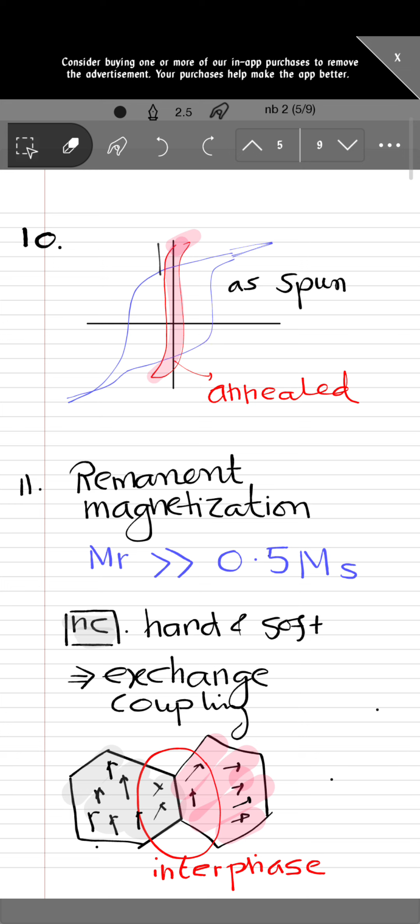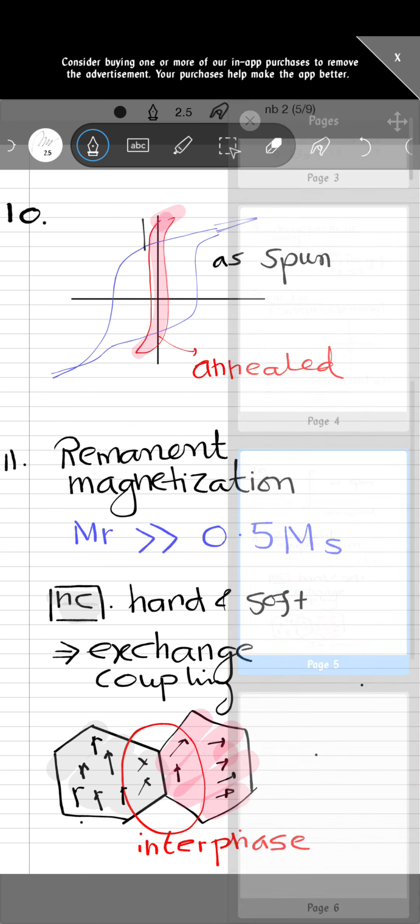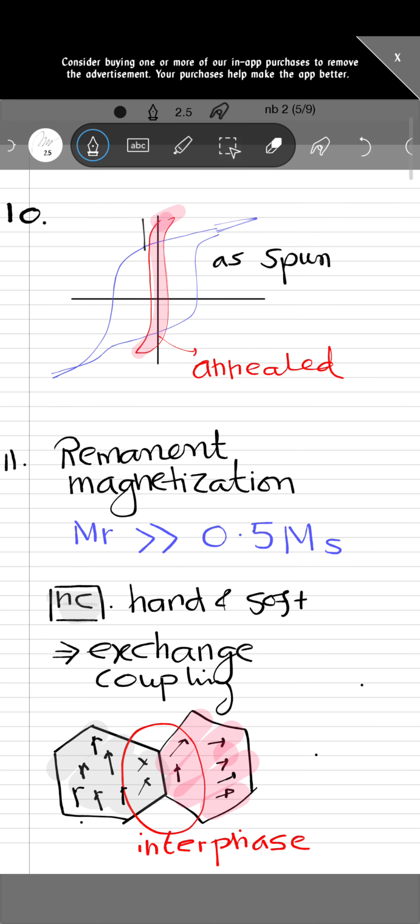Usually, another aspect of magnetic material is the remnant magnetization, that is the MR. That is how much of the magnetic field effect is still present in the material when the magnetic field has been removed completely. Now, MR is usually much more than half of the saturation magnetization. In fact, in some cases, it has been found that MR is close to MS.